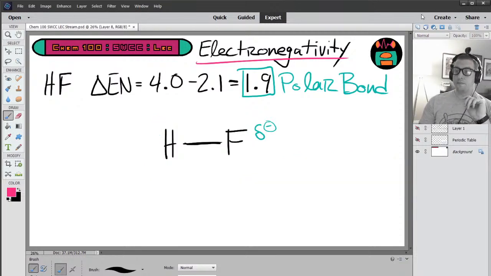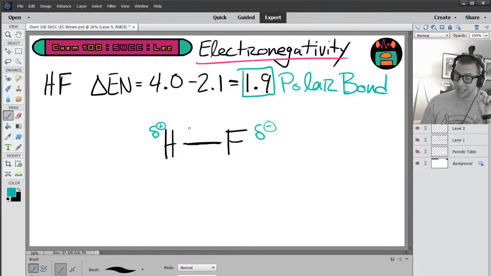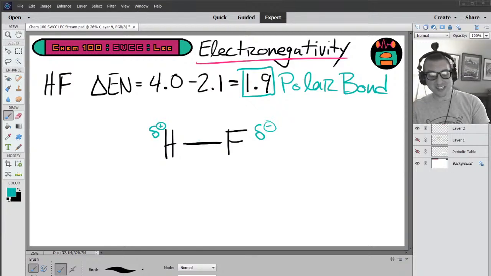All right. Now, up here, let me add in my partial positive. When you have polar bonds in your molecule, those polar bonds can make your entire molecule polar. All right? Those polar bonds can make your molecule polar, which has implications for molecular attraction.